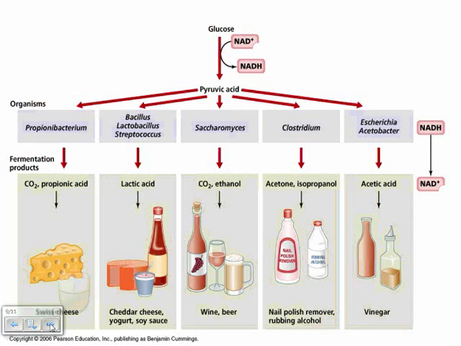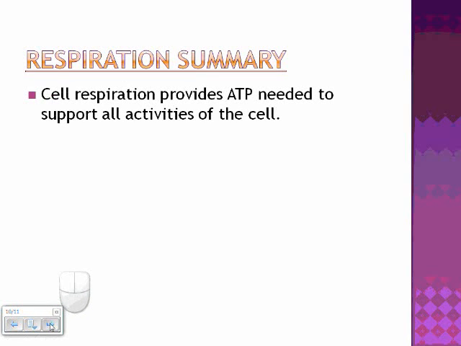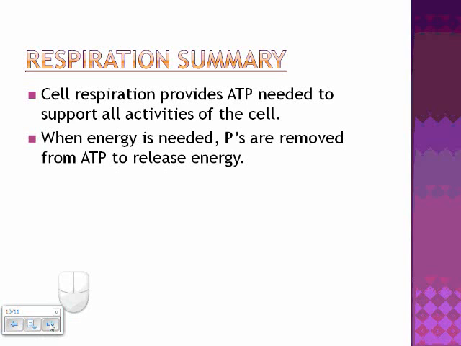And this is a nice little diagram that shows us some different foods and other types of items that are used by making cellular respiration occur in living things. So, our overall respiration summary, all right? All cellular respiration provides ATP so that cells can function and carry out all of the life processes that an organism needs to survive. When the energy is needed, the phosphate bonds in the ATP are broken, creating ADP, and that breaking of the phosphate bonds releases the energy.